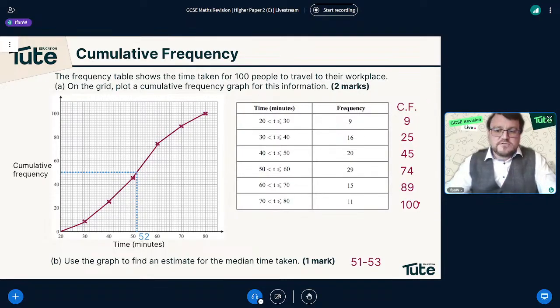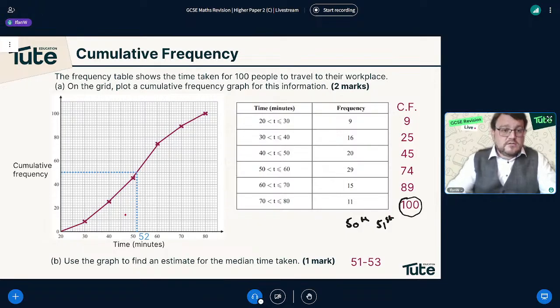Now you've got 100 pieces of data, which means the median is between the 50th and the 51st piece of data, which is about here. Then you're projecting onto the cumulative frequency graph, and then you're projecting downwards. So you've got there, it gives us 52.